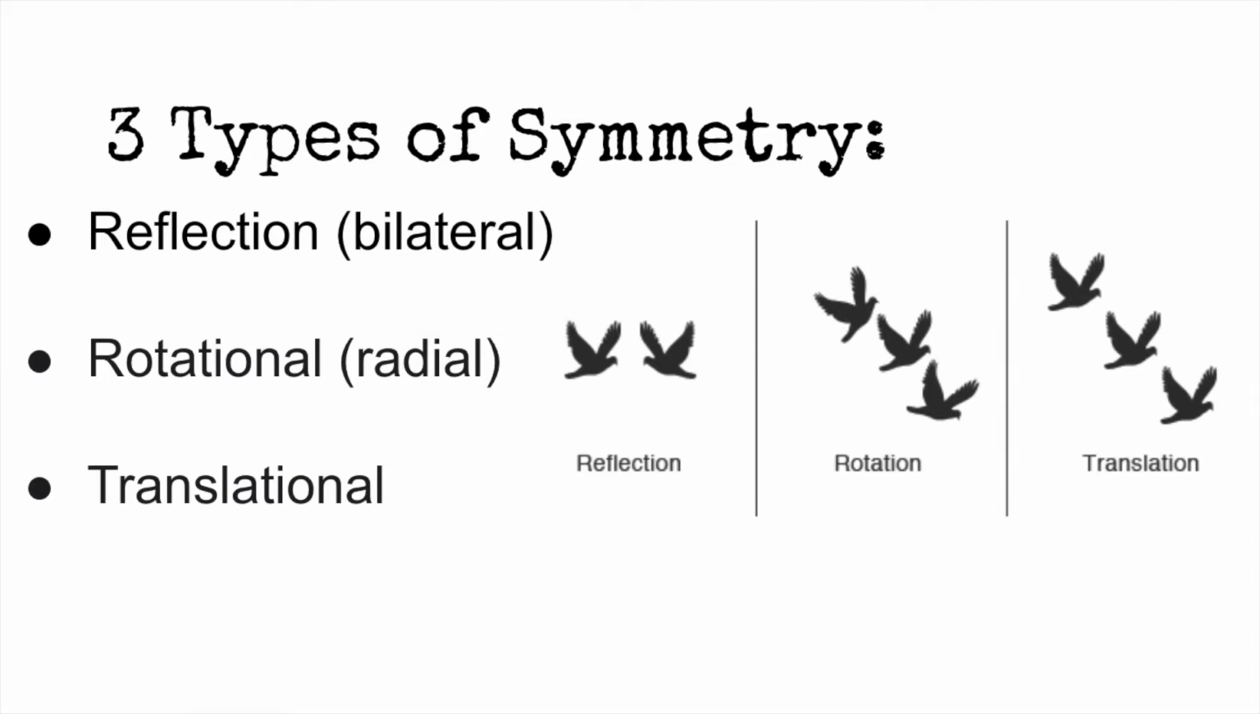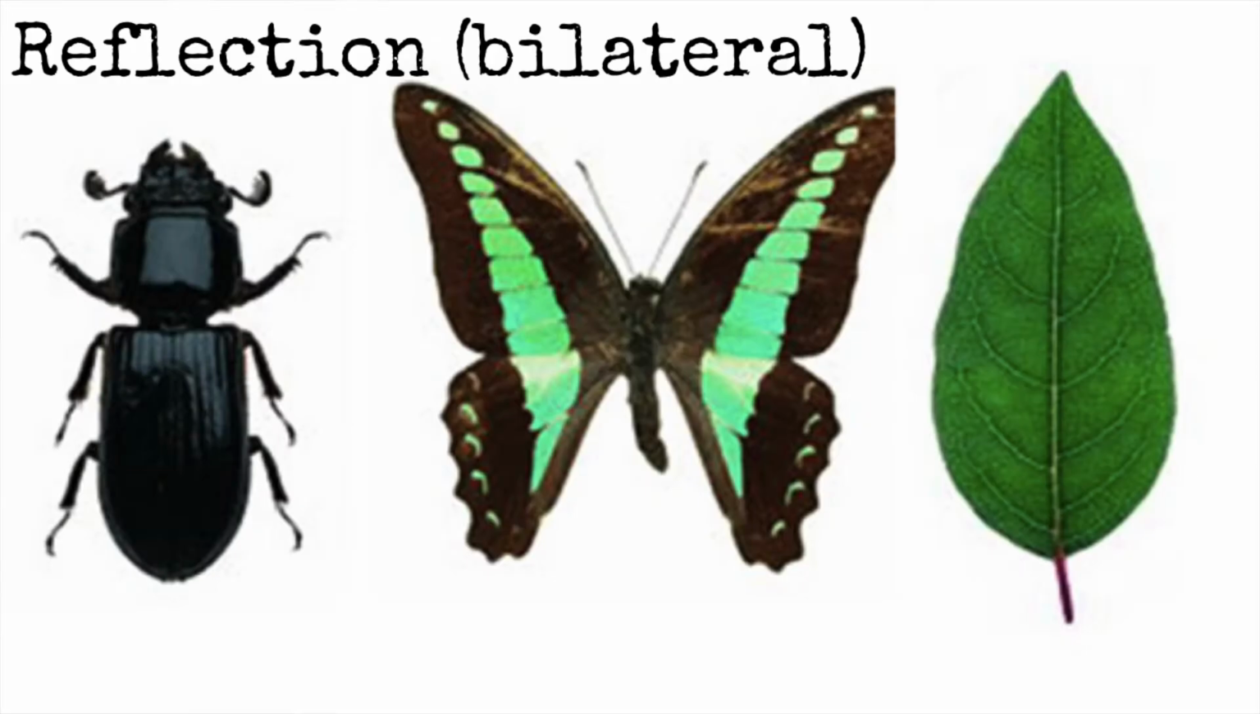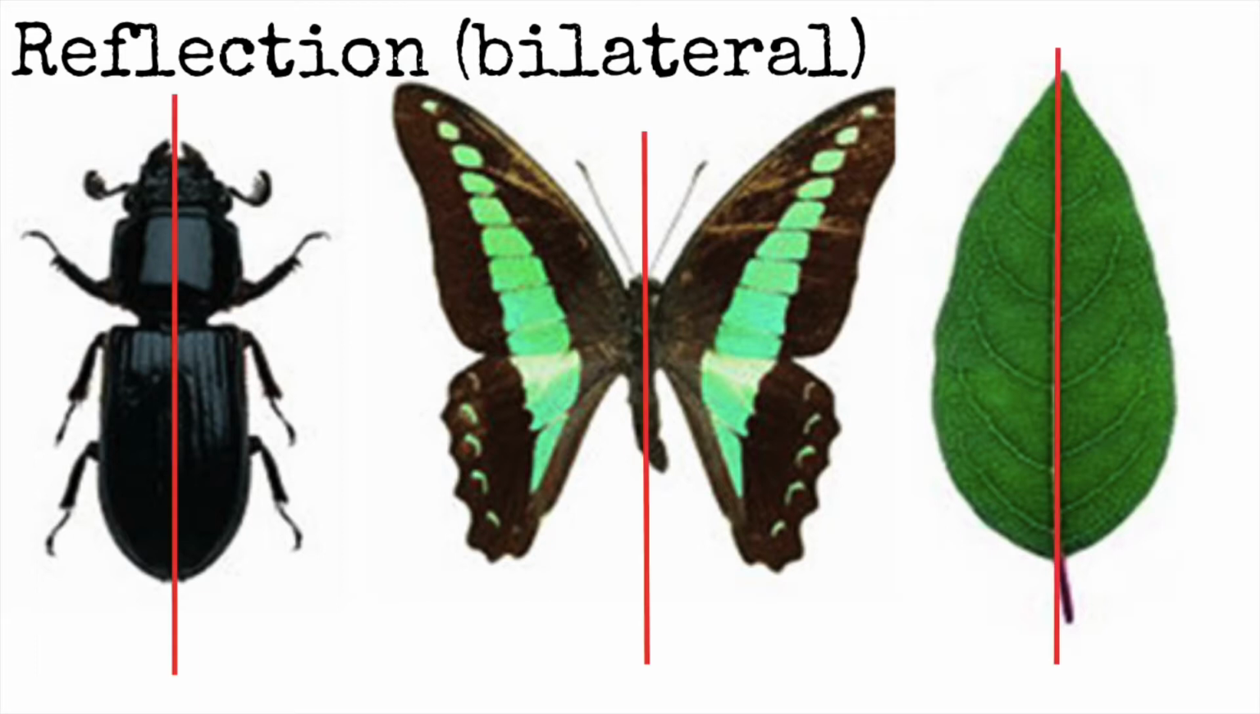Let's look closer at reflectional or bilateral symmetry. I have three different examples posted on this picture of bilateral or reflection symmetry. So if you imagined a line down the middle of each one, on either side they're relatively similar or the same. So this is an example of bilateral symmetry.